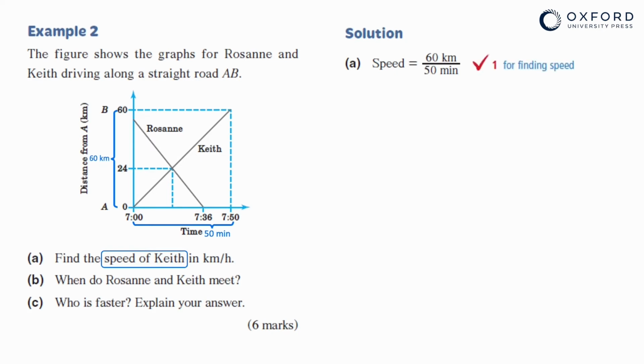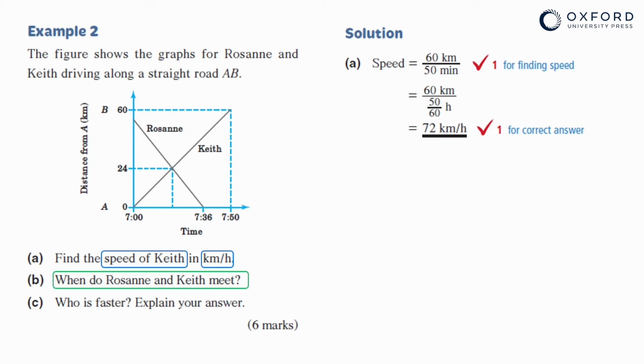We have to express the speed in the unit km per hour. 50 minutes is equal to 50 over 60 hours. The answer is 72 km per hour. 1 mark will be given for the correct answer.